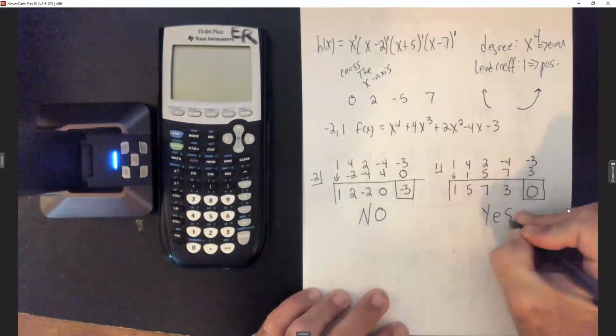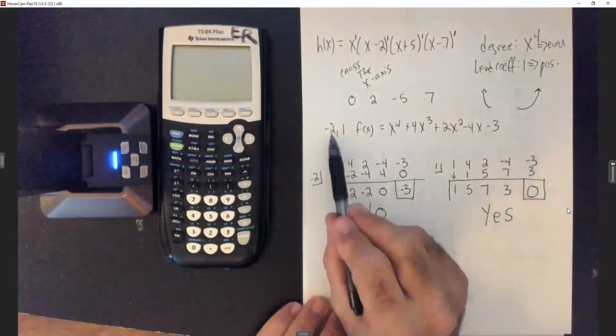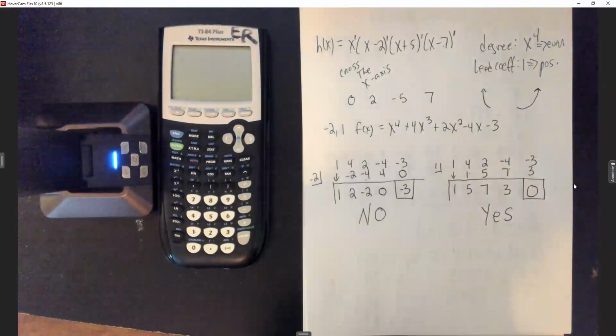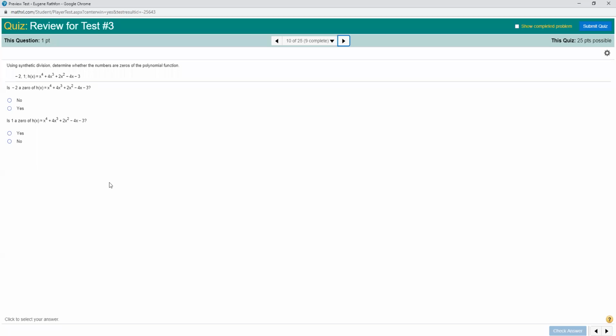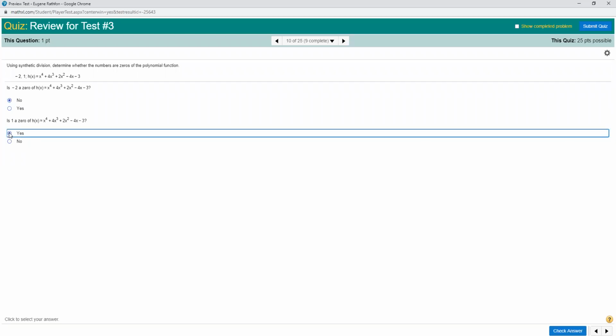Now, when you put your answers in, you got to go in the same order as these zeros they gave you. It's got to be no, yes when we put this in, okay? So let's go put that in. So what did we say? No, yes. So the first one, -2, was a no. And then 1 was a yes. Now look, they're trying to be tricky here. They got no, yes here, and then they got yes, no. So watch for them changing the order on the answers even, okay? That's sort of sneaky, I think.